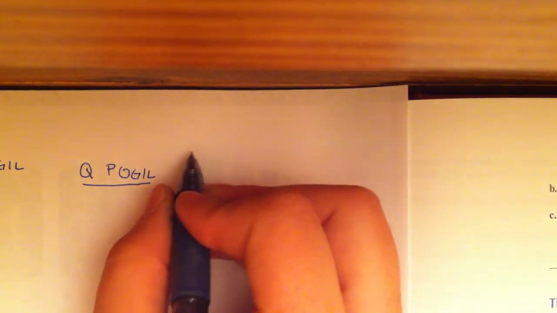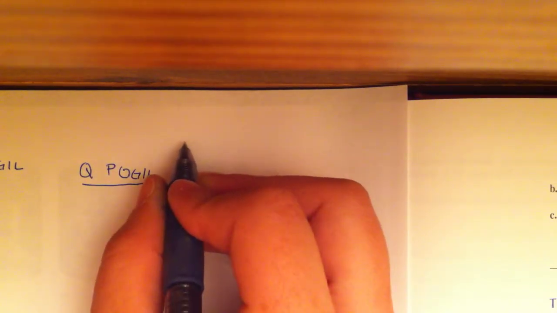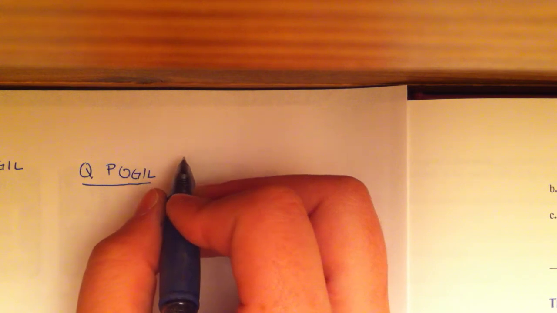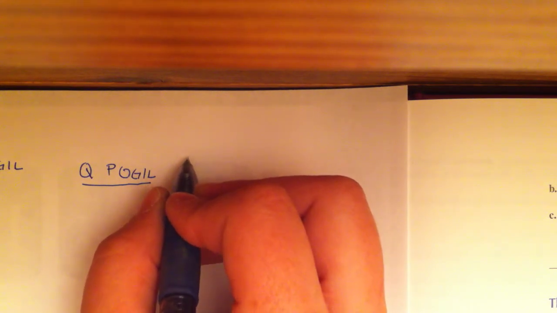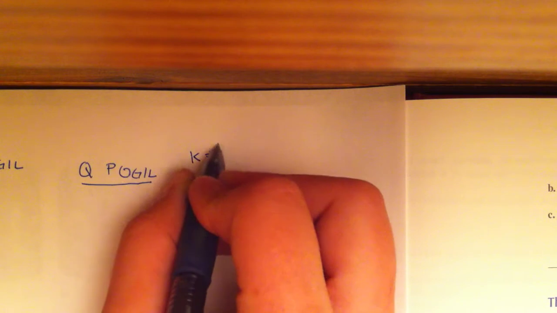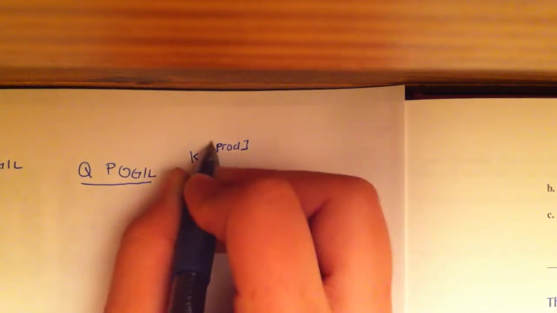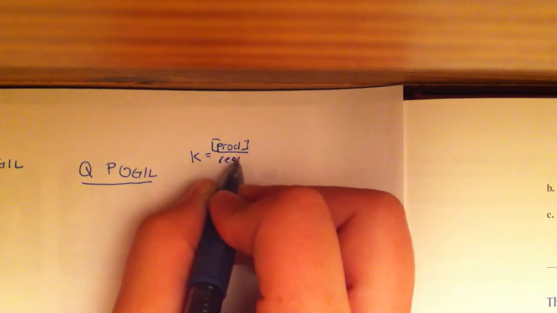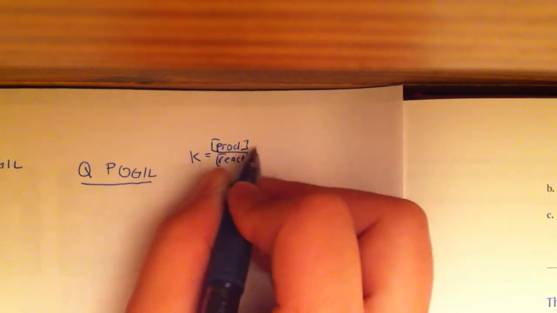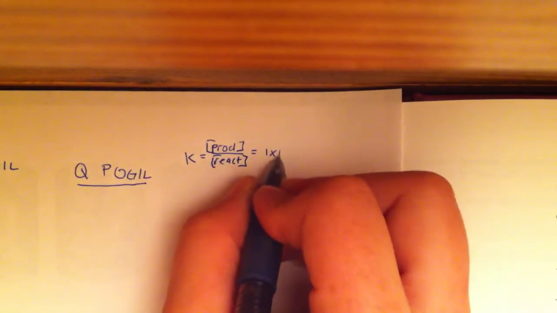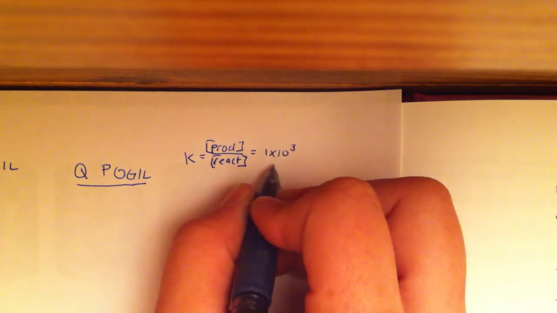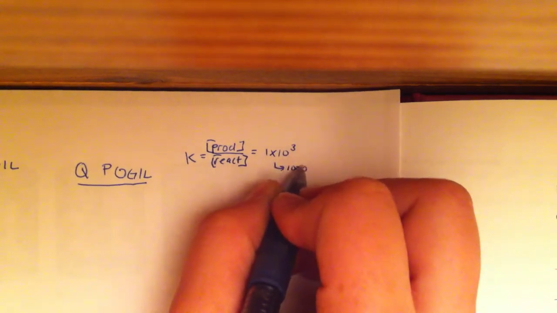Okay, so today in class we did a POGIL about Q. The first part of the POGIL asked us to confirm that the reaction was actually at equilibrium, so we just substituted into the K. Remember, K is the concentration of products over reactants, raised to the powers. And we saw that K is equal to 1 times 10 to the third, or 1,000.